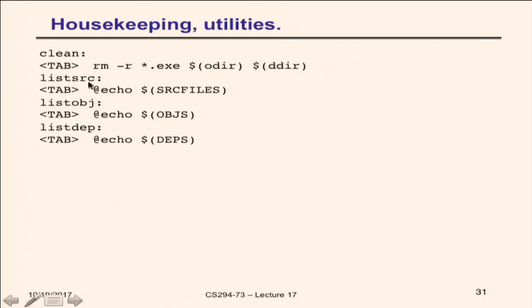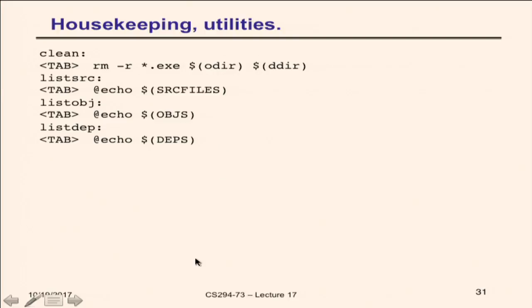The at sign in front of it is an instruction to make. What make will do in general is, when you execute a recipe, it prints out the recipe first. The at sign says don't do that, because all it would do is print out echo. It would print out the same thing twice, so that eliminates that. So this is how I listed my sources, listed my objects, listed my deps. I could have listed anything by putting rules like this into the Makefile. It's very handy when you're debugging Makefiles.